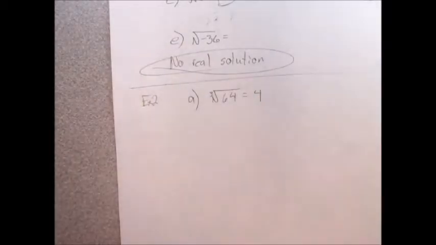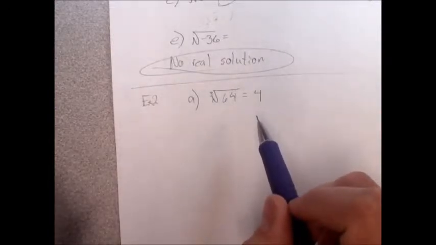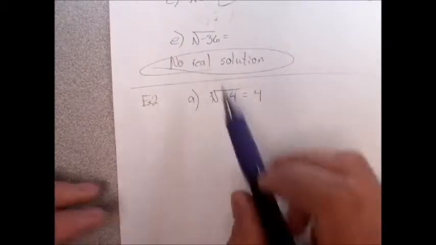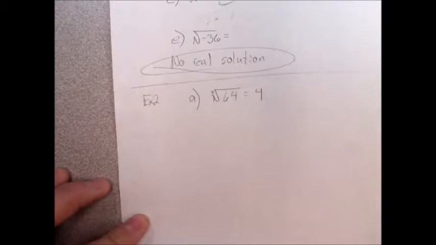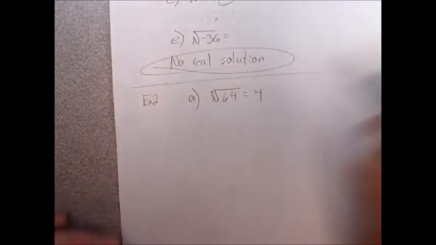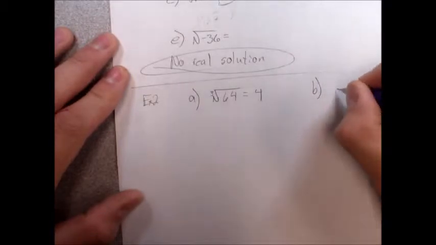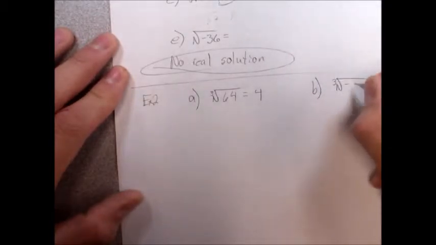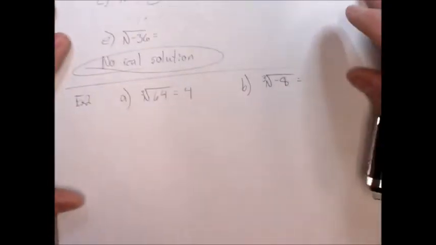Now it's only positive 4, okay? Because if I multiplied negative 4 by itself 3 times, I'd get a negative 64. Notice this is an odd root. You can have a negative with an odd root. So to exhibit this example, we're going to have the cube root of negative 8. Again, smaller number. So what multiplied by itself 3 times is 8.